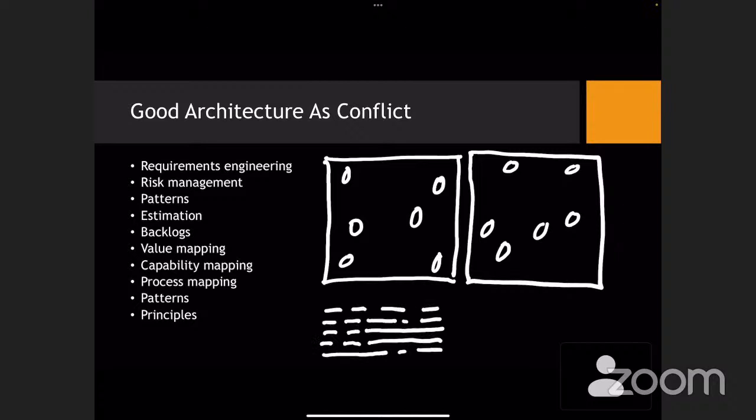And it turns out, though, that the reason good architects succeed is because we put layer upon layer upon layer of this Swiss cheese on top of itself. So we have requirements engineering, we have risk management, we use a pattern, we come up with estimates, we use backlogs, value mapping, capability mapping. We stack all of these things on top of each other. And what that does is eventually it means that we don't really have a straight path through all the holes. We cover for each other.